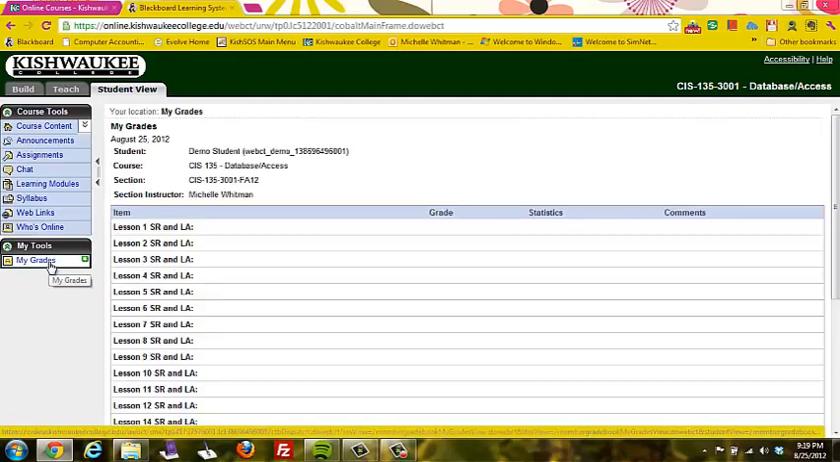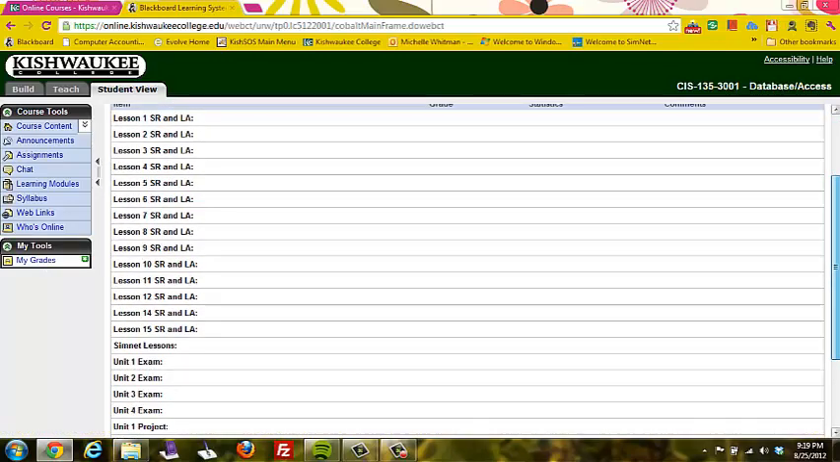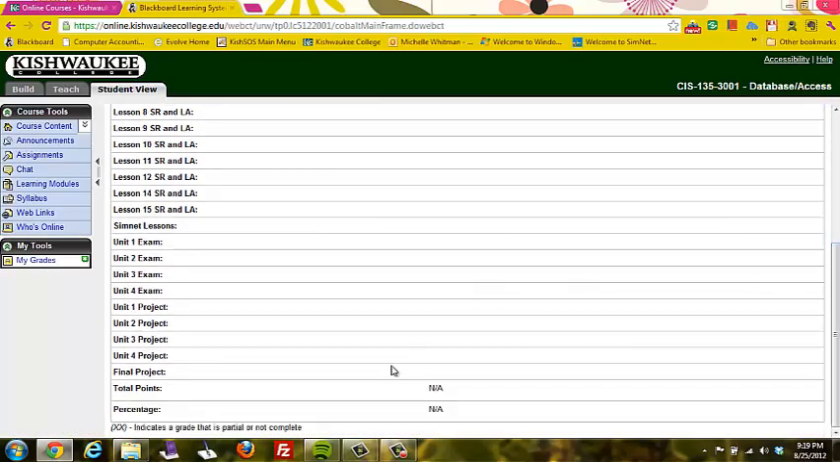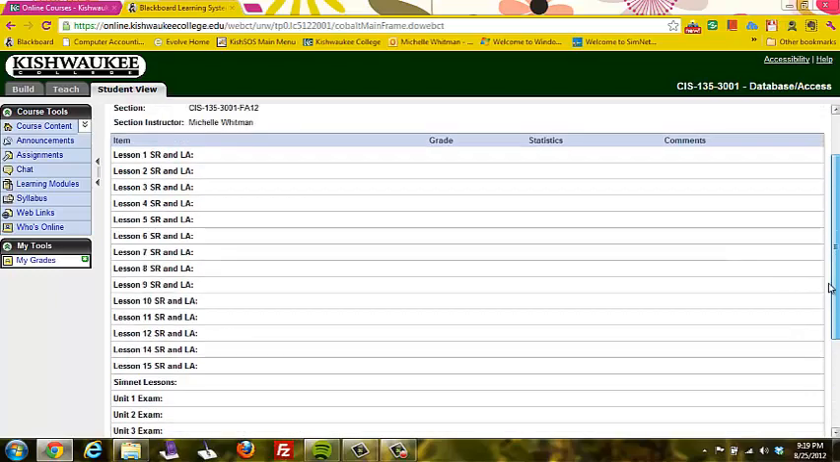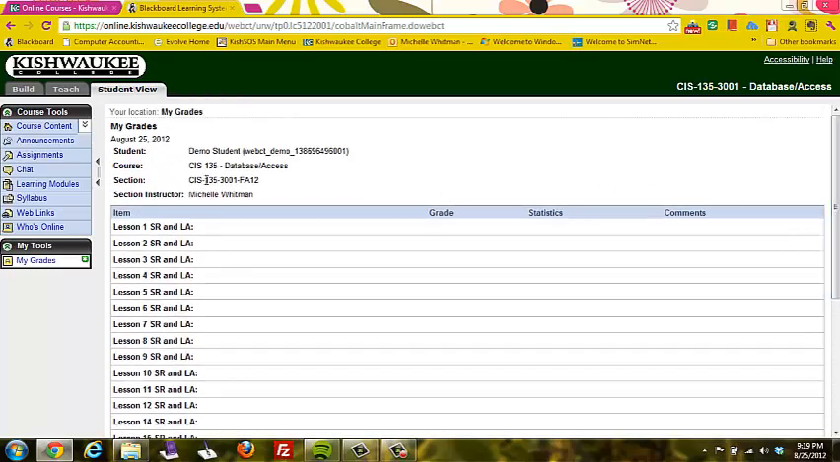Lastly, you have a My Grades area. You'll see that you have all of your assignments in here, and then your total points. Right now it says NA because I haven't had anything graded yet, but you'll have grades filling in there soon. Just so you know, you could see how you are doing.